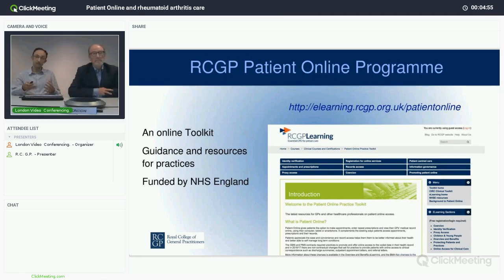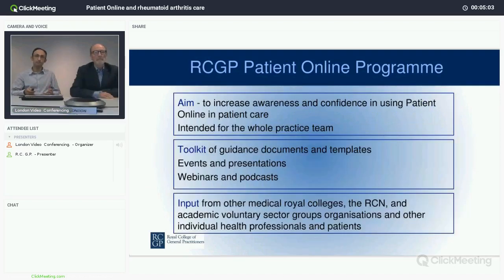Currently, the toolkit is being updated and will be online in full in around September, October time. The aim is to increase the awareness and confidence of patients using Patient Online, and the toolkit itself is a set of instruments and guidance templates that allow practices to engage safely with a patient online, and help them manage that transition to using it for various different aspects of care.